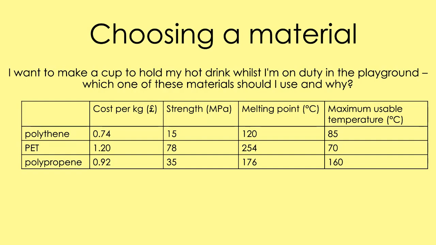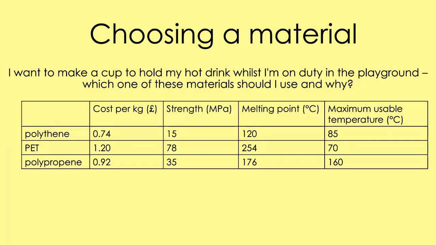We need to look at the different data that we've been given and think about why it would be important. So the cost. I want the cost to be as low as possible because I'm a bit of a cheapskate. I don't really want to spend much money. Strength. Generally, we want materials to be strong. In this case, it's not holding that much, so it doesn't need to be super strong.